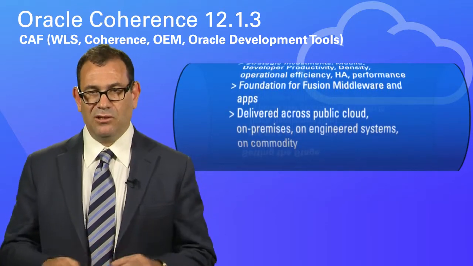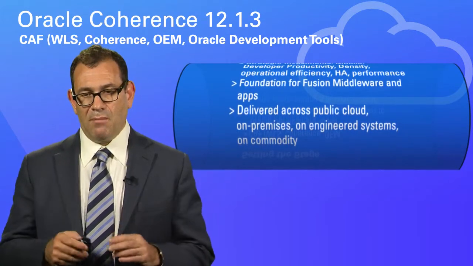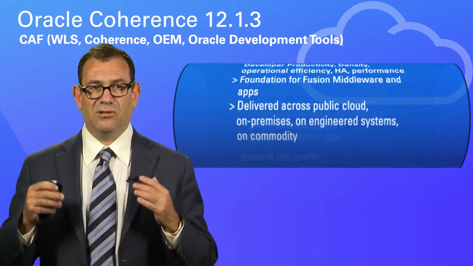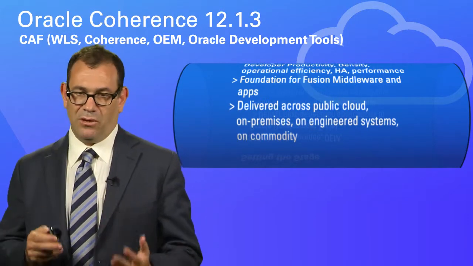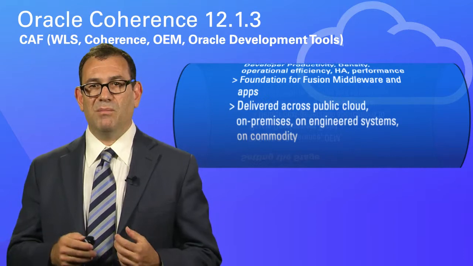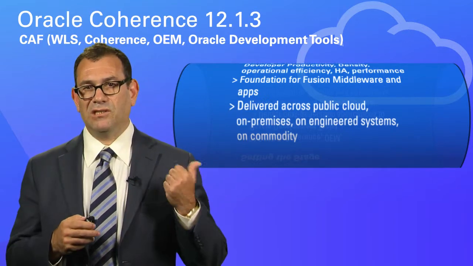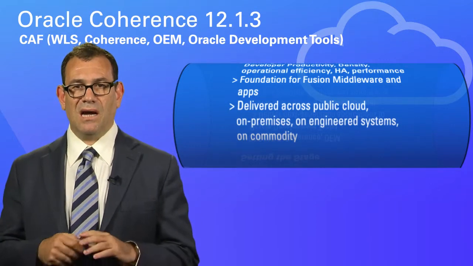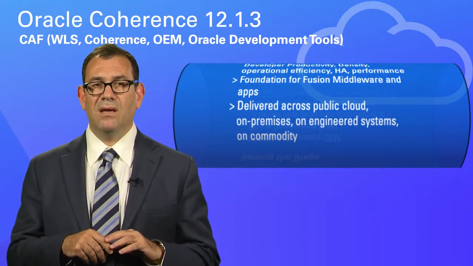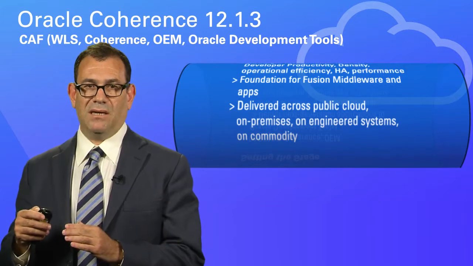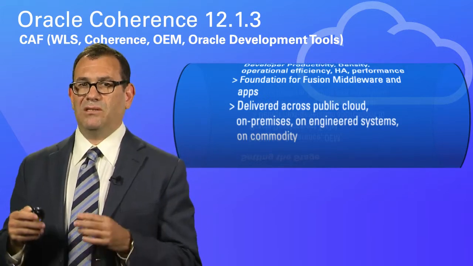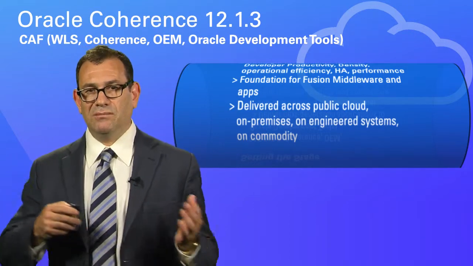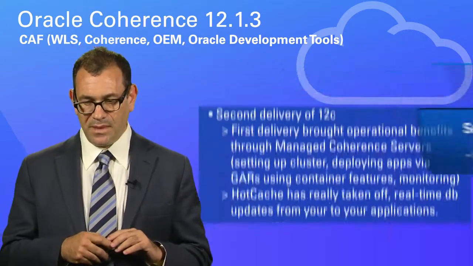And in delivering all of this as one package, we look to allow you to deliver applications and also internally to deliver Fusion middleware, the products such as SOA, BPM, etc., that all sit on top of Cloud Application Foundation, deliver applications based on these to the public cloud, to on-premises cloud, through engineered systems and through commodity hardware.